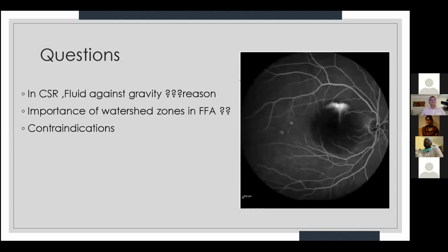My next question is, other than AION, is there any other clinical significance of watershed zones in the FFA? And a few contraindications, like the patient has an open wound, or the patient's creatinine level is 4, do we still go ahead with fundus fluorescein angiography? Thank you.